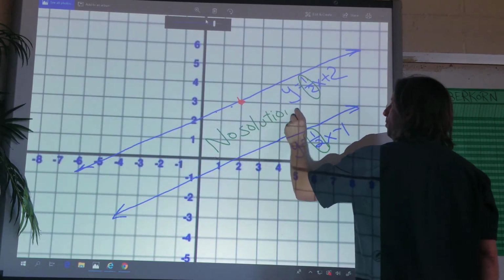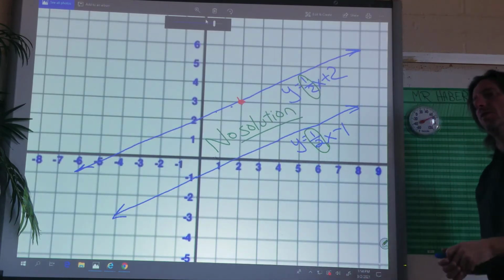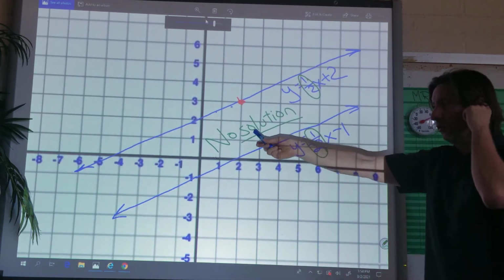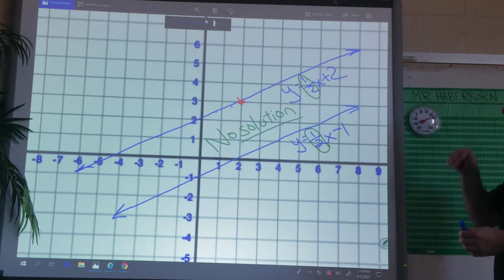So I had a lot of people writing parallel for the answer. The answer isn't parallel. The answer is there's no solution. There's no point where they cross, right?